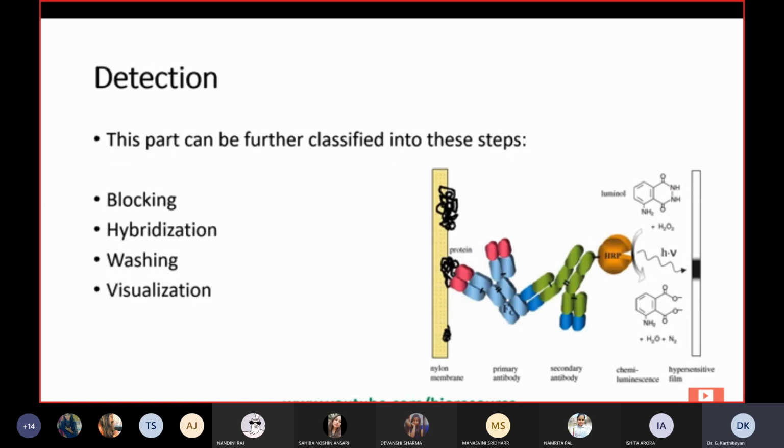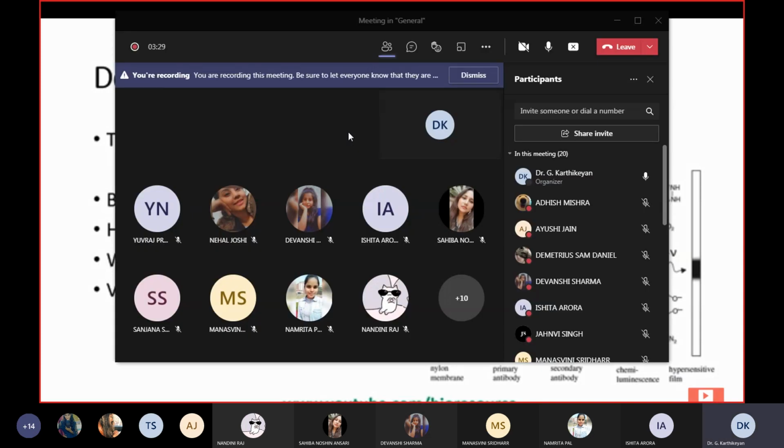The next part is the detection part. So in this, there are sub-classifications we can see. Once the proteins or the DNA are on the membrane, it should be visualized. So let's go one by one.